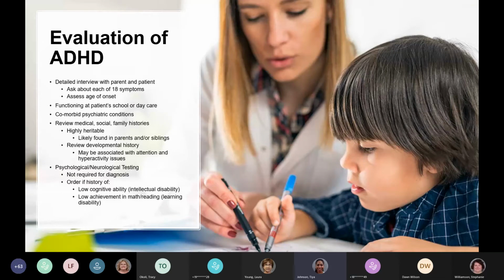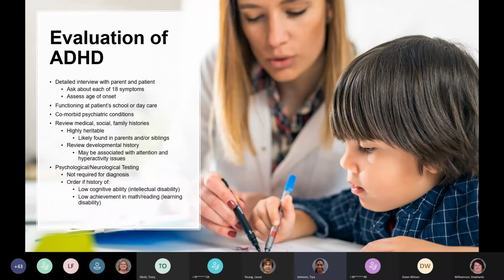And then also get a detailed developmental history, because there are some developmental disorders that are associated with attention issues and hyperactivity. And so you want to make sure that you are not missing a developmental disorder that is not ADHD just because you are so focused on diagnosing ADHD.